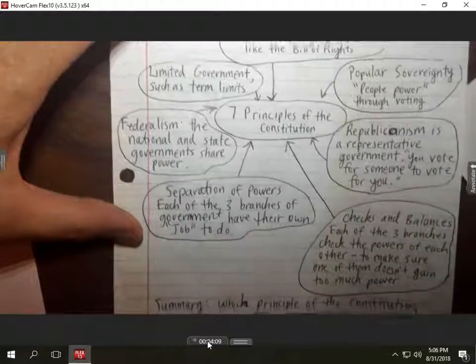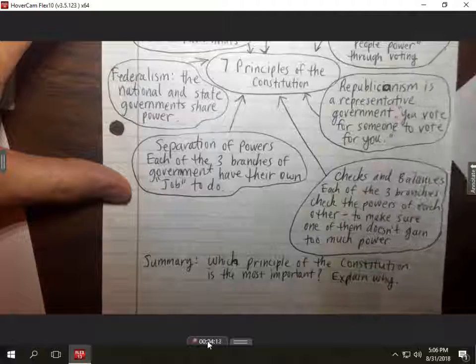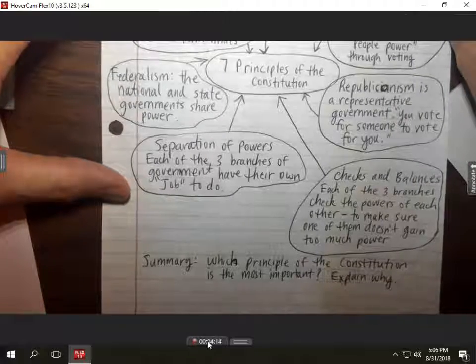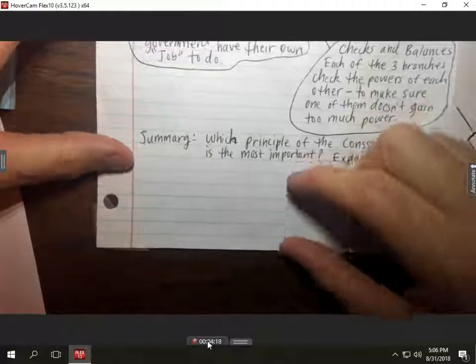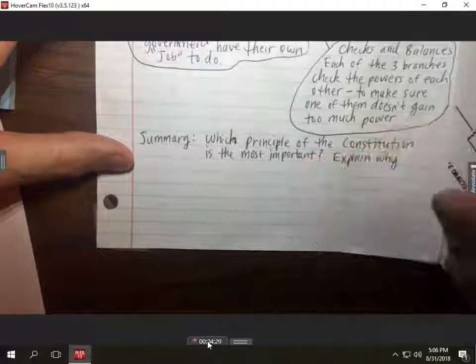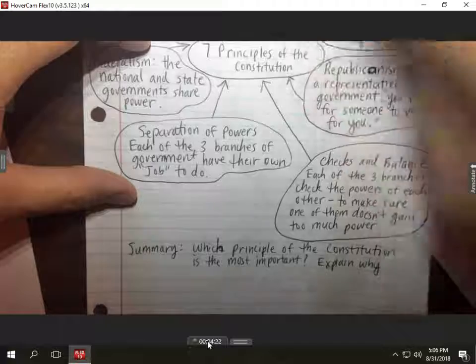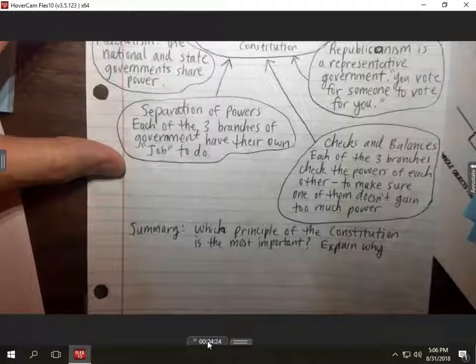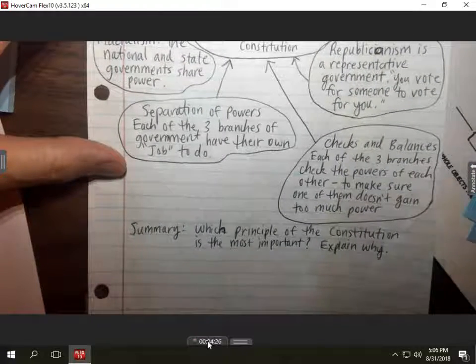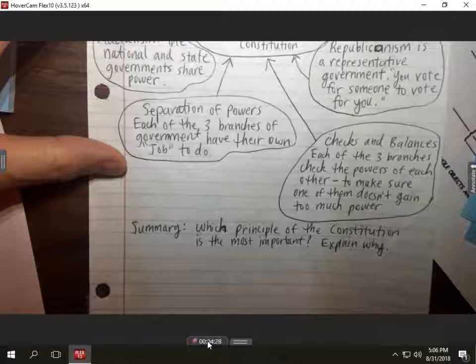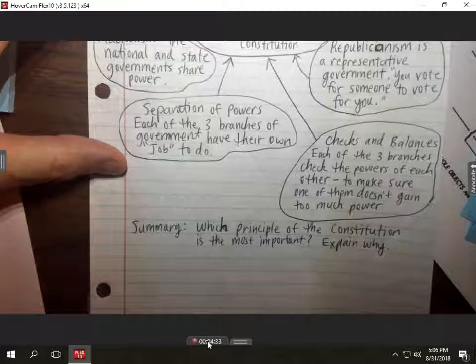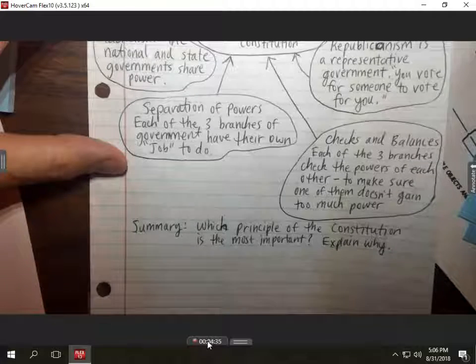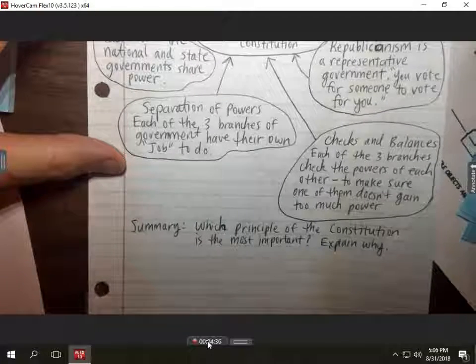Okay, and the final thing we did today with our bubble map on the 7 principles of the Constitution is a summary. Always when you make a thinking map, leave 5 or 6 lines at the bottom, because we're going to use the information to do a question to summarize what we have learned. So today's question with the bubble map is, which principle of the Constitution is the most important to you? Explain why you chose it.